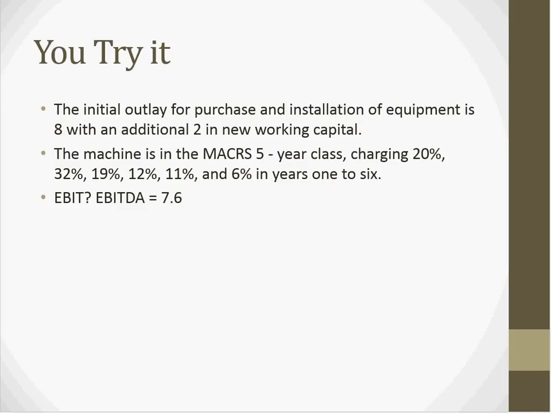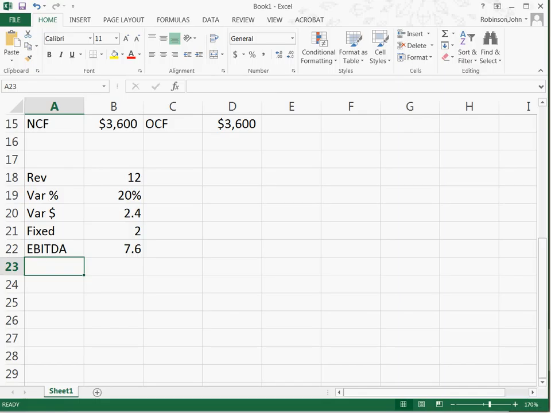Okay, so let's take a look at this. So we have an EBITDA of 7.6, and we're in the MACRS 5-year class. So that means our depreciation percent is going to be 20% this year. Next year it will be 32% and so on, but we really are only interested in the 20% that's occurring this year.